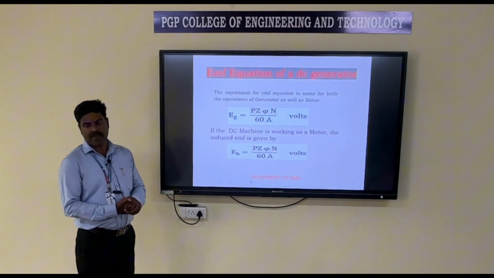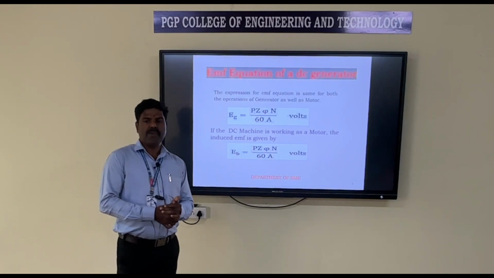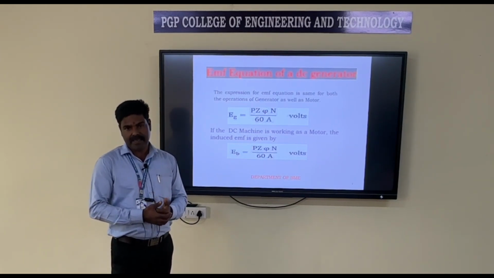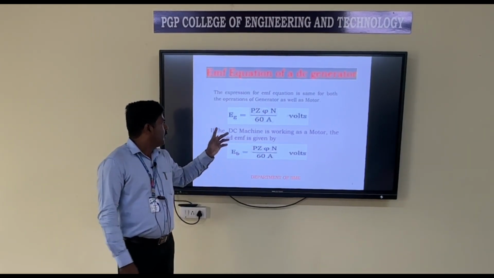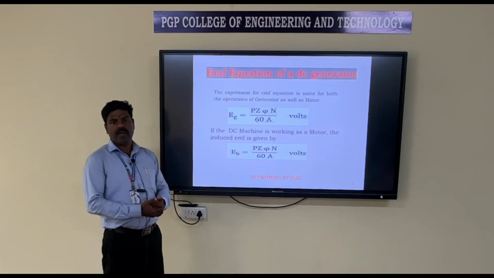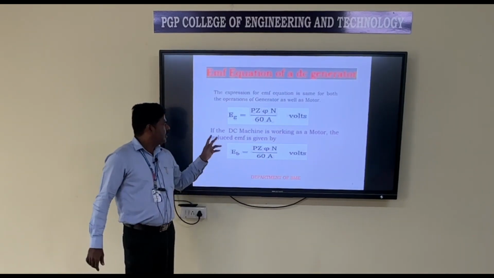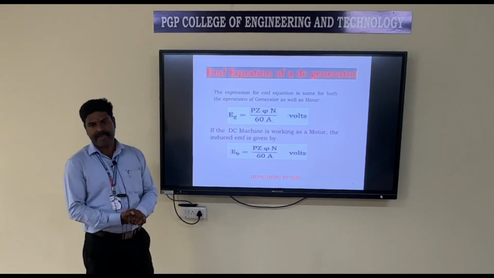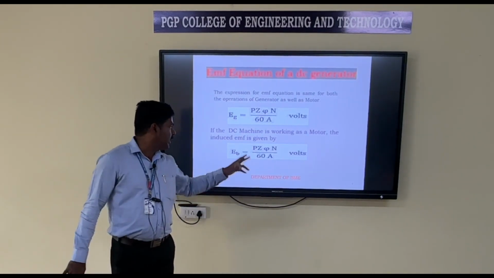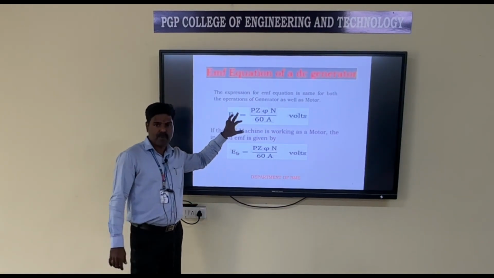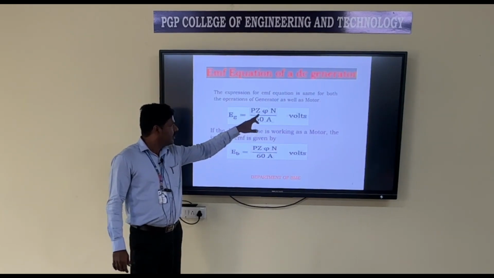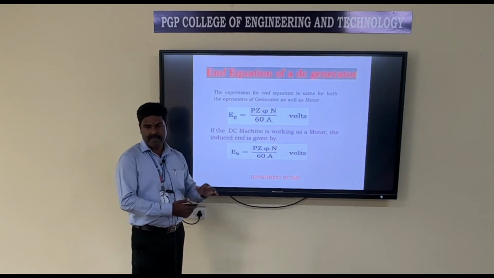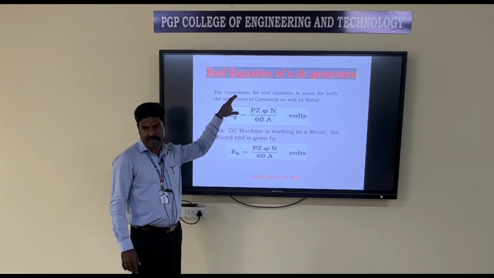Next, the EMF equation of a DC generator. The EMF equation of both DC machines is the same, whether working as a DC motor or generator. The EMF equation of a DC generator, EG, is equal to phi Z N P by 60A. Phi is the magnetic flux, P is the number of poles, Z is the number of conductors, and N is the speed in RPM. This is the EMF equation for the DC generator.